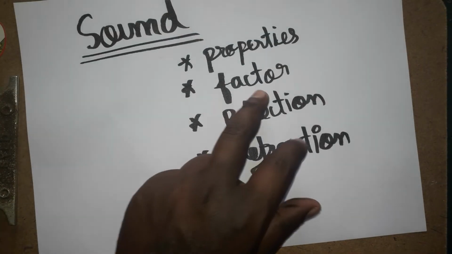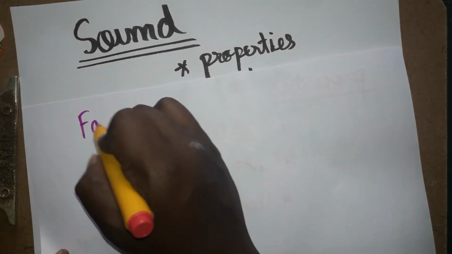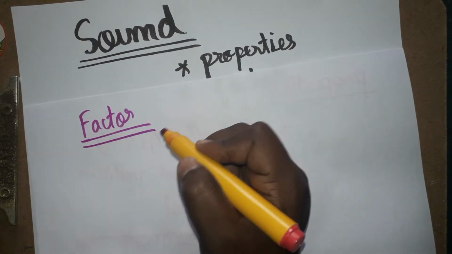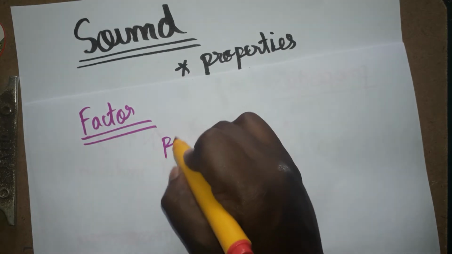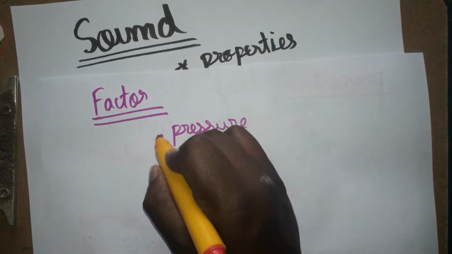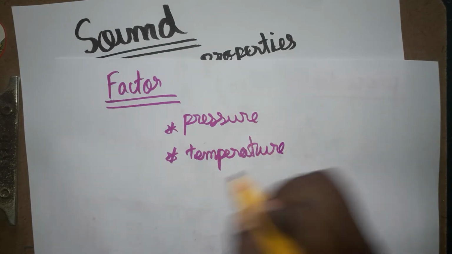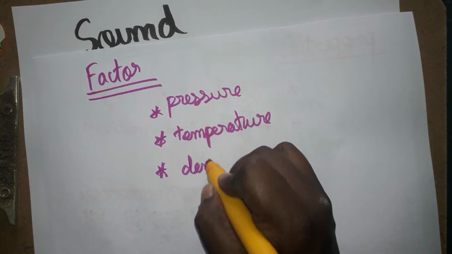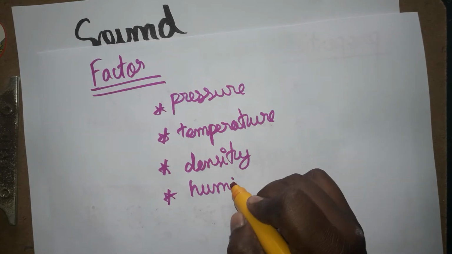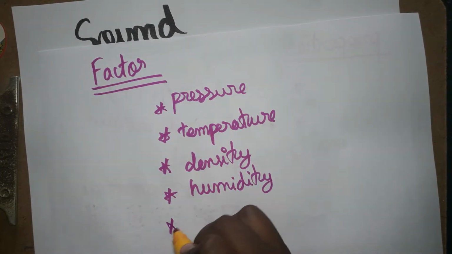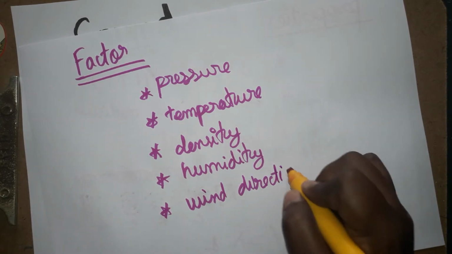The second one: what are the factors affecting the sound wave? We are going to discuss five factors in total. One is pressure, another is temperature, another is density, another is humidity, and another is wind direction. These are the topics we are going to discuss.